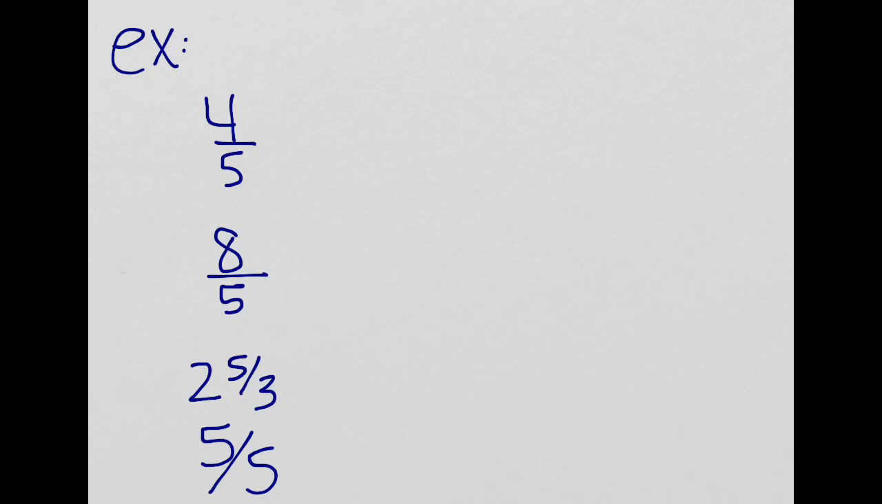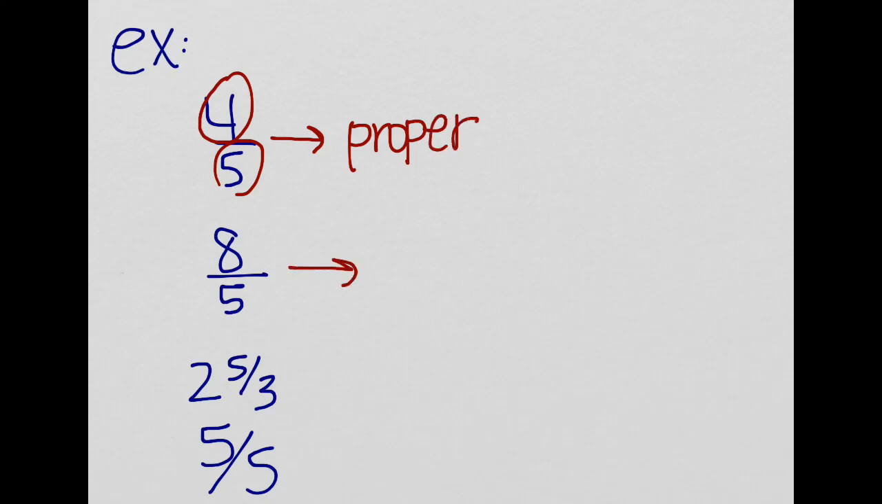Okay? Well, let's look at our first one. Well, 4/5, we see that 4 is less than 5, so this is a proper fraction. For 8/5, realize that 8 is bigger than 5, so this is improper.